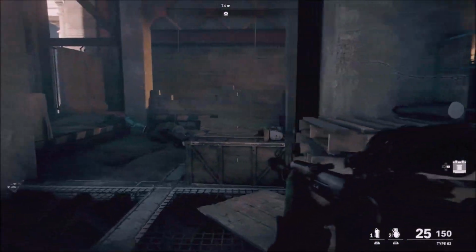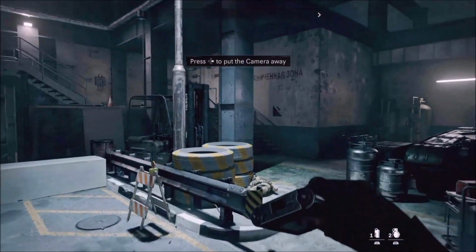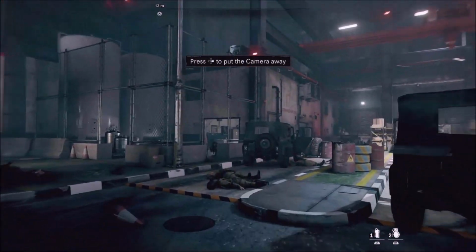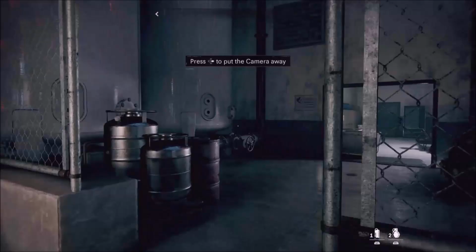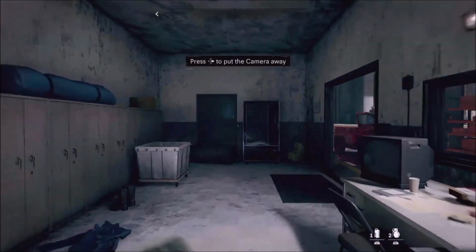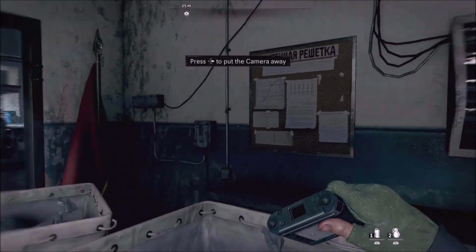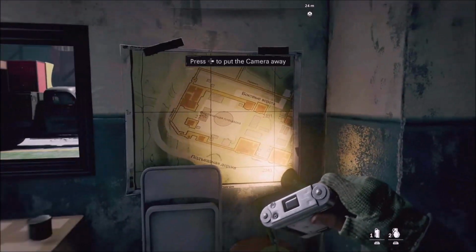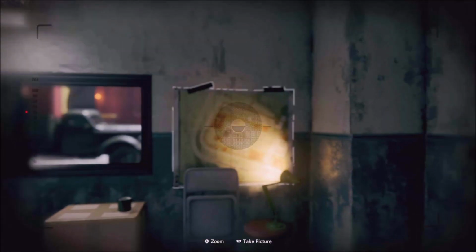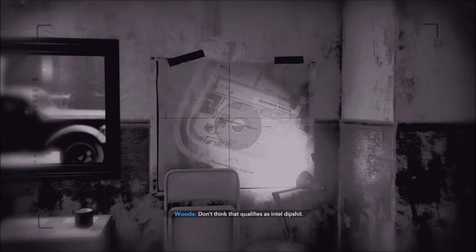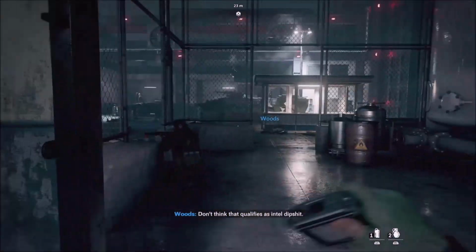The final picture is going to be in this room right here, this main room where the APC is. So this is right before you get on the APC and you escape with Woods. Clear out all the enemies first. The evidence is going to be on the right side of the room. So right where you enter, it is going to be on the right corner of the room. You go in there, take that picture, and you're good.